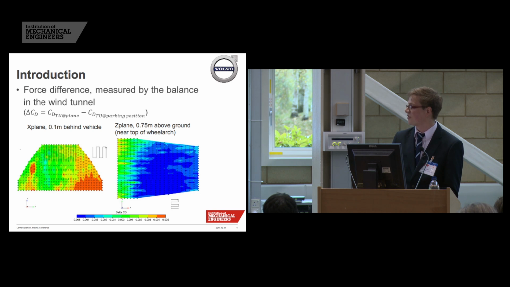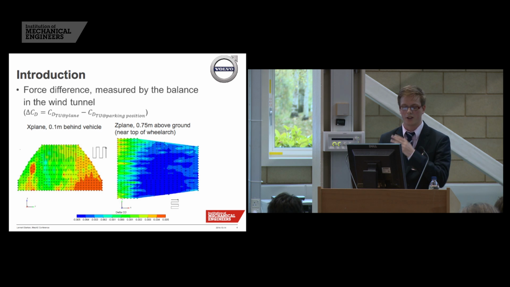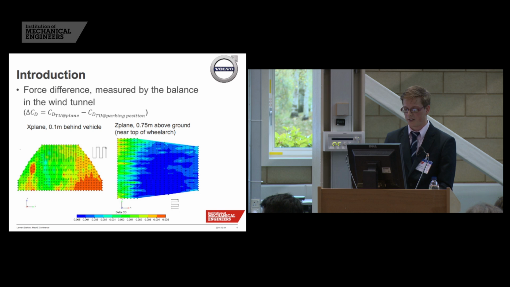If you take a constant height plane, the right plane, which is around the top of the wheel arches at 750 millimeters above the ground, then you can see that when the traversing unit is moving away from the car backwards, the CD value measured by the balance is lowering, again by 5 drag counts. So that was quite significant.